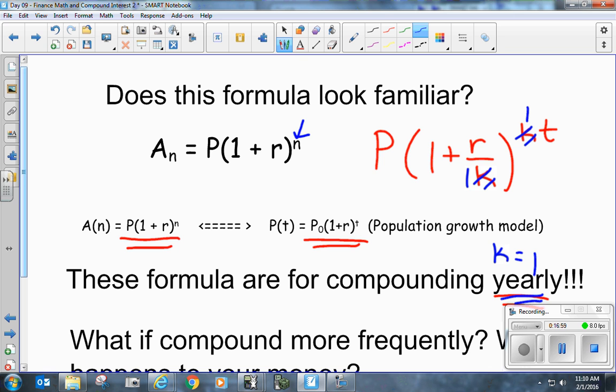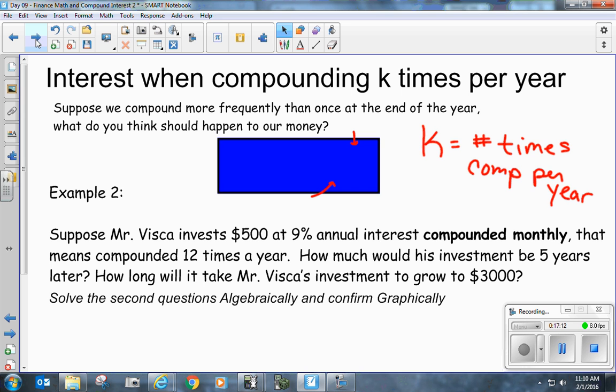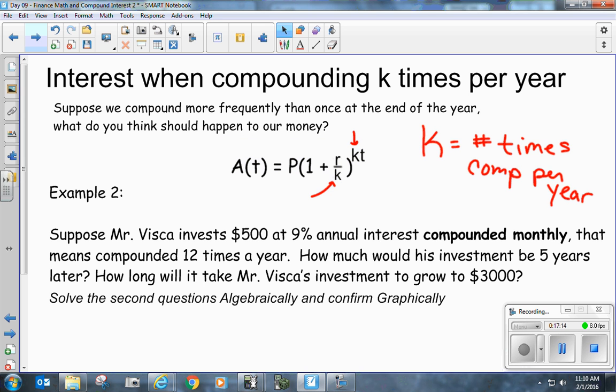What's R divided by 1? It's still the same thing. You can still use a K value. They just take it out for you. So it's not too crazy. You can really use this for everything, even annually. You just put a 1 there for K. All right?